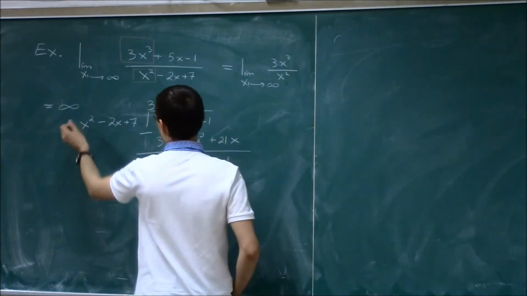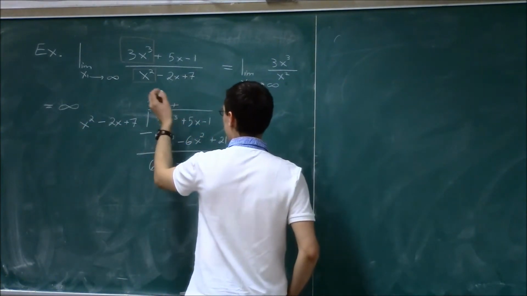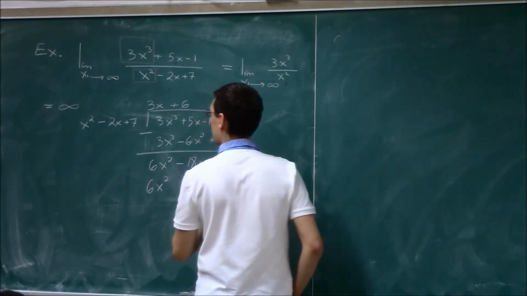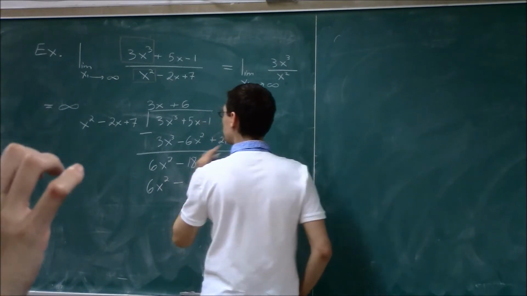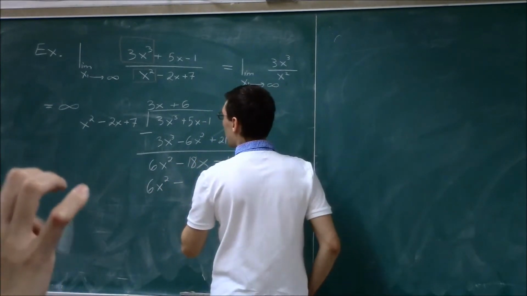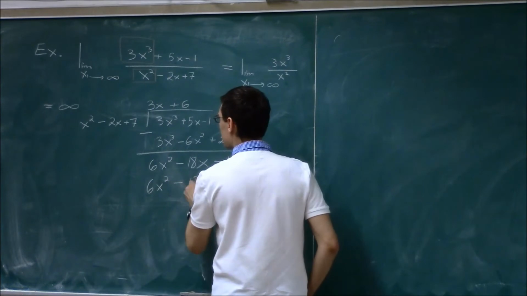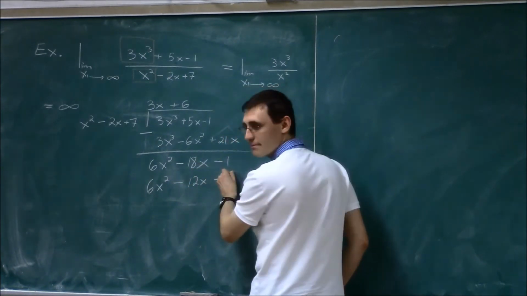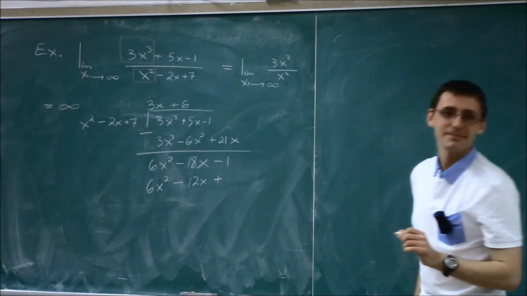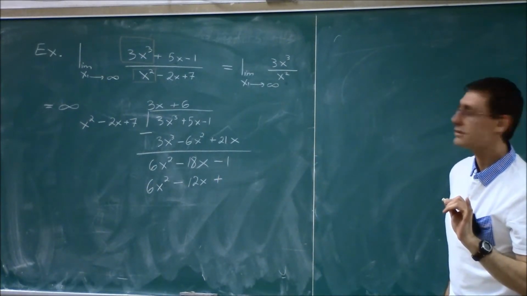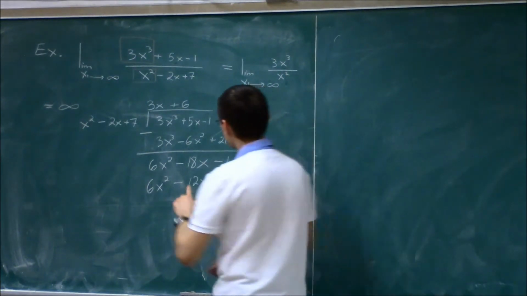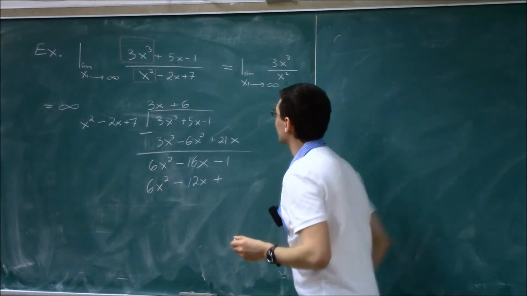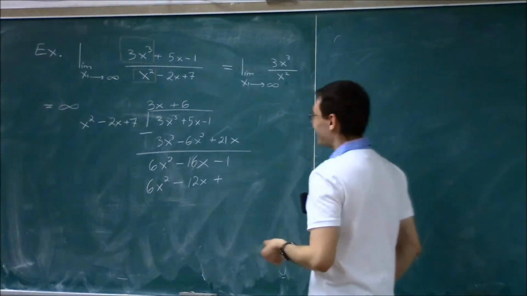Okay? Now, what you have now is 6x squared minus 18x minus 1. We need to divide by this polynomial, so we have now plus 6. So we have 6x squared minus 12x, right? And plus, yes? Sorry? 5 minus 21 is 16. Good, you see? And you fooled me. 16. Good?